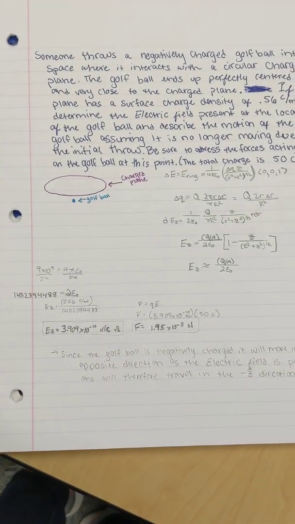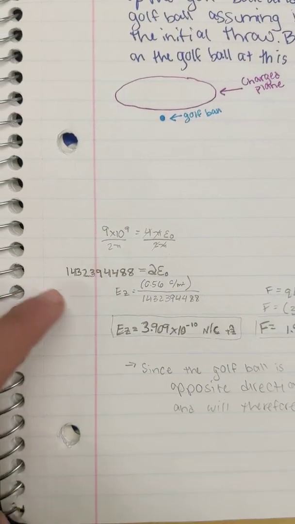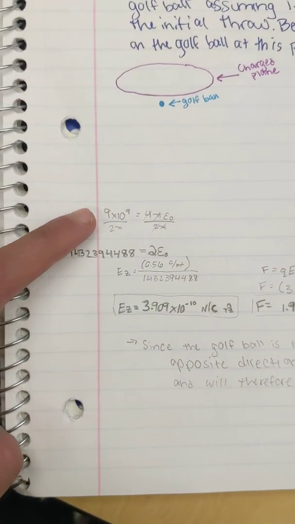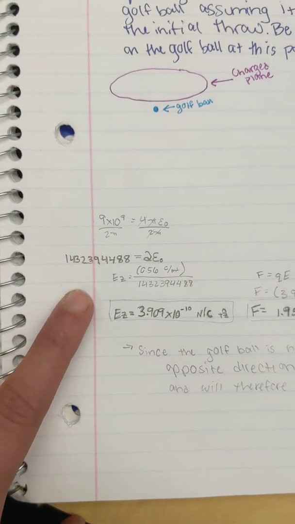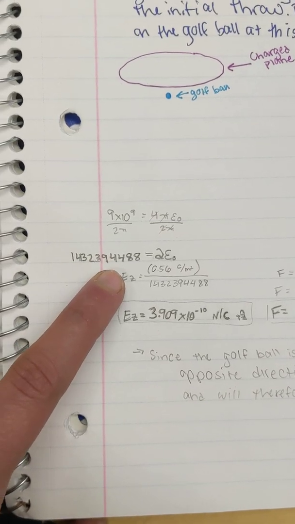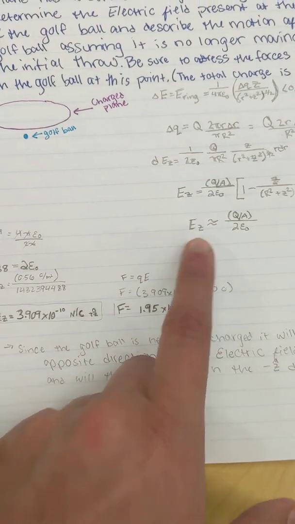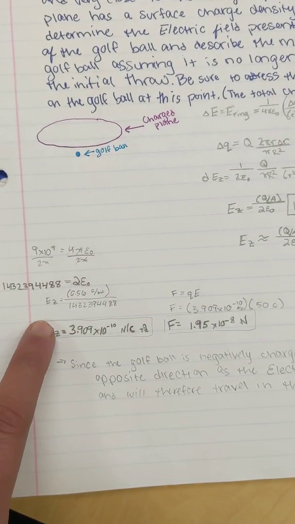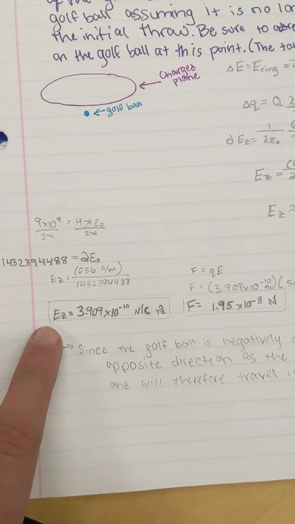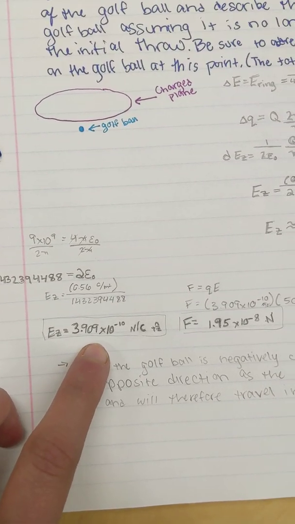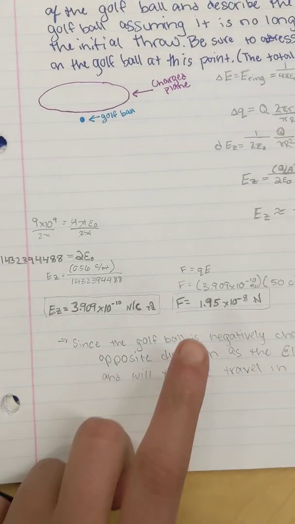So now that we have that conceptual aspect, we're going to go ahead and plug in some numbers. First thing we need to do is determine what 2 epsilon naught actually is. So we take our 4 pi epsilon naught, which is 9 times 10 to the 9th, over 2 pi. You get this big old number, which I'm not going to read, but you can see it clearly here. Take that and plug it into this equation that we had over here with the charge density of 0.56 coulombs per meter squared, and we find that the electric field is 3.909 times 10 to the negative 10th newtons per coulomb, again in the z hat direction.